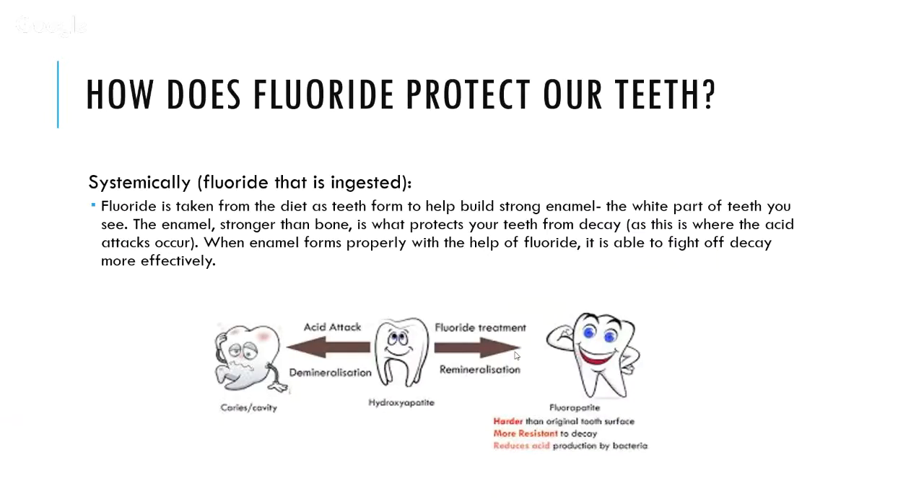So how then does fluoride protect our teeth? Fluoride protects our teeth in two different ways, both systemically, meaning the fluoride that's ingested, and topically, which is the fluoride that's placed directly on your teeth. So systemically, fluoride is taken from the diet as teeth form to help build strong enamel, which is the white part of your tooth that you see, or all of your teeth that you see in your mouth. That enamel is actually stronger than bone, and it's what protects your teeth from decay. And that is where most of those acid attacks occur. So when enamel forms properly with help of fluoride, it's able to fight off decay more effectively because that enamel is strong enough to fight off that acid attack.